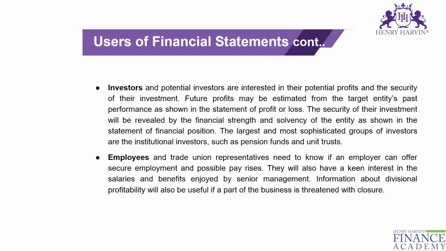So there can be two types of people. Number one is investors, the people who have already invested in your business. Then there are potential investors, who are the people willing to invest in your business but have not invested so far. They are interested based on the things that they are looking into. If they are satisfied, then they will be investing in your business. So investors and potential investors are interested in their potential profit and the security of the investment. So there are two things: number one, the return on the investment, and second, the principal amount that they have invested.